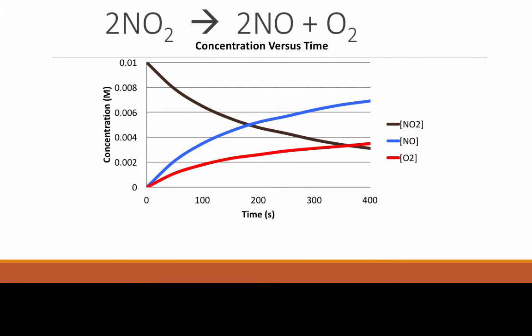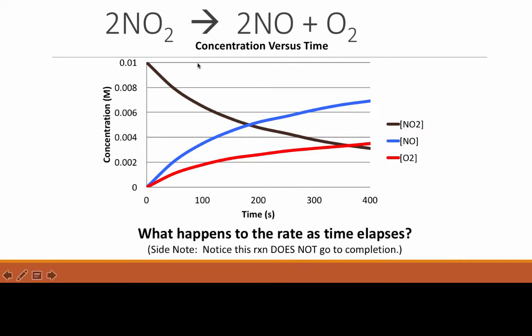Looking at these amounts graphically, we see that the concentration of NO2 decreases over time, while the concentration of NO and O2 increase over time. You should also note that NO is increasing at twice the rate that O2 is increasing due to the 2-to-1 ratio. Also notice that this reaction does not go to completion, since not all reactants have been converted to product. Instead, this reaction reaches equilibrium.